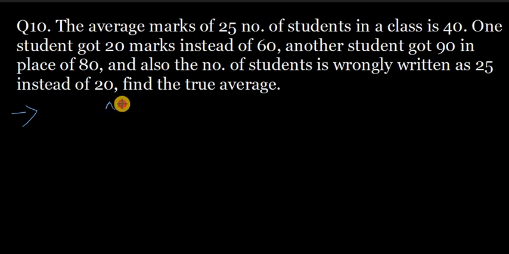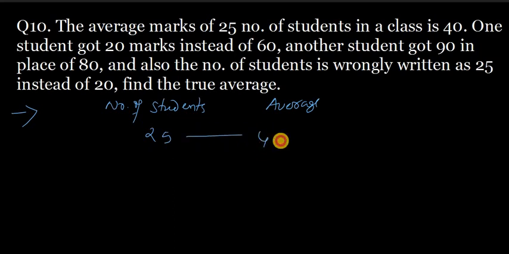So the number of students is 25, and the wrong average is 40. One student got 20 marks instead of 60. So 60 is what should be, but 20 marks were given. Another student got 90 in place of 80. So 80 is what should be, but 90 was given.